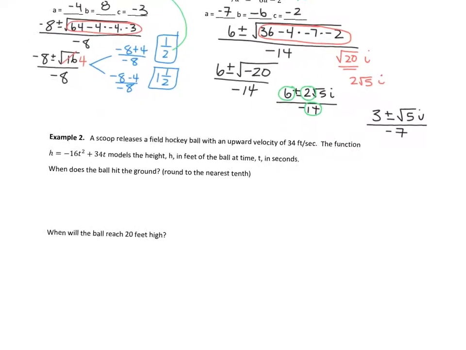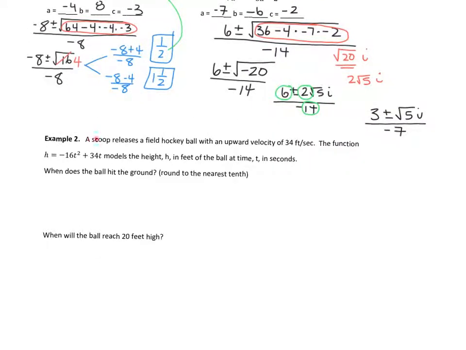Alright, so example 2. A scoop releases a field hockey ball with an upward velocity of 34 feet per second. The function h equals negative 16t squared plus 34t models the height in feet after t seconds. When does the ball hit the ground? So hitting the ground means that the height is 0.